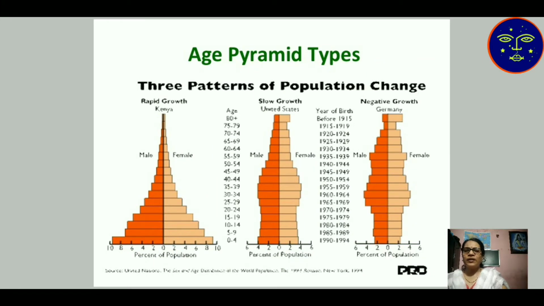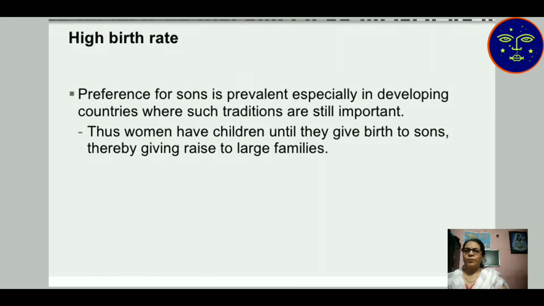Age pyramid types show three patterns of population: rapid growth, very slow growth, and negative growth, meaning the younger group cannot increase in size, so negative growth takes place. High birth rate: preference for sons is prevalent, especially in developing countries where such traditions are still important. One son is necessary for a family, thus women have children until they give birth to a son, thereby giving rise to large family structures.